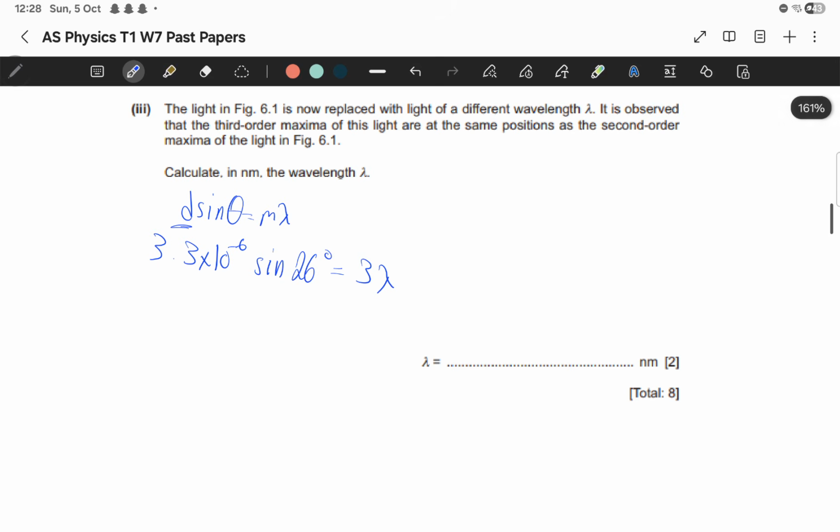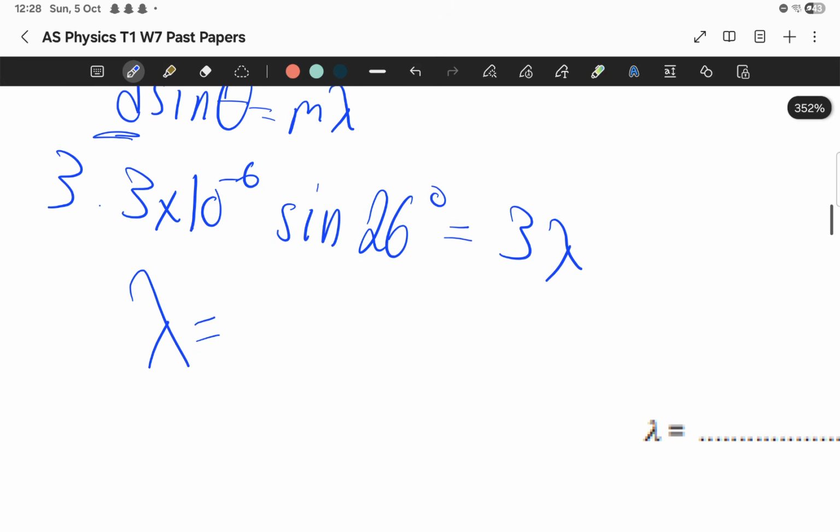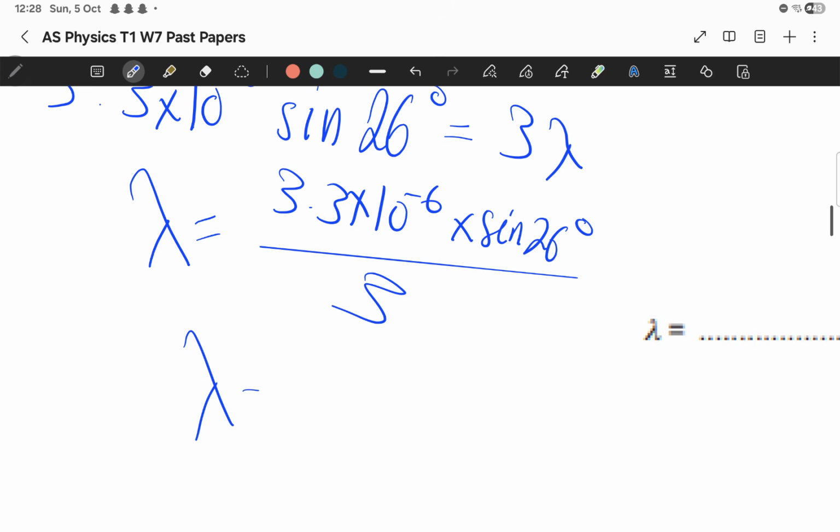Now, doing this, or actually lambda, because I'm not going to bother using the equation solver. This is easy to do without it. 3.3 times 10 to the power of negative 6 times sine 26 degrees over 3. Now, do this on your calculator. 3.3 times 10 to the power of negative 6 times sine 26 over 3. 4.82. So lambda is equal to 4.82 times 10 to the power of negative 7 meters.